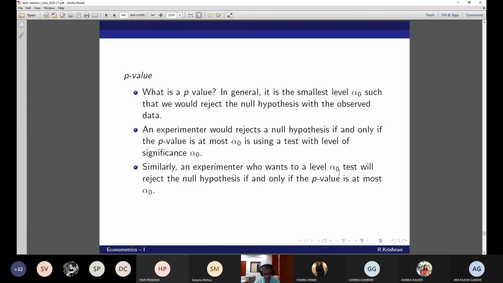Now answer this question. Your calculated p-value is much less than 5%. So what will be your significance level now? You have to drop that 5%. You have to keep this p-value as your significance level. Is that okay? Yes, sir.